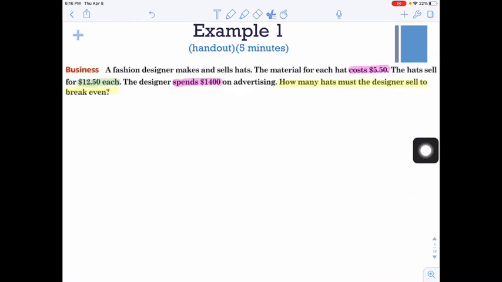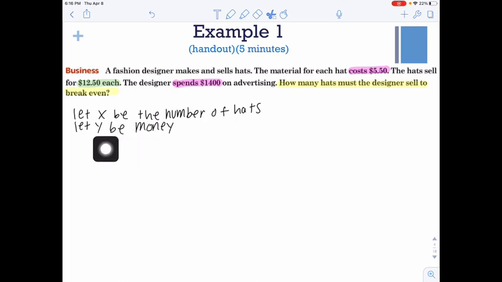Example 1 says a fashion designer makes and sells hats. The material for each hat costs $5.50. The hats sell for $12.50 each. The designer spends $1,400 on advertising. How many hats must the designer sell to break even? We can let X be the number of hats and let Y be the amount of money.